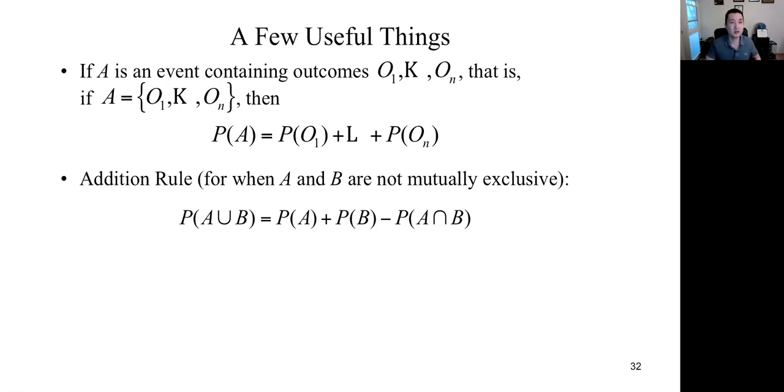Okay. So if A is an event containing outcomes O1, O2, O3, and so on up to On, then the probability of A is equal to P(O1) plus P(O2) plus and so on up to P(On). We just discussed if A and B are mutually exclusive, if they have nothing in common, then P(A or B) is equal to P(A) plus P(B). Okay, we just talked about that moments ago.